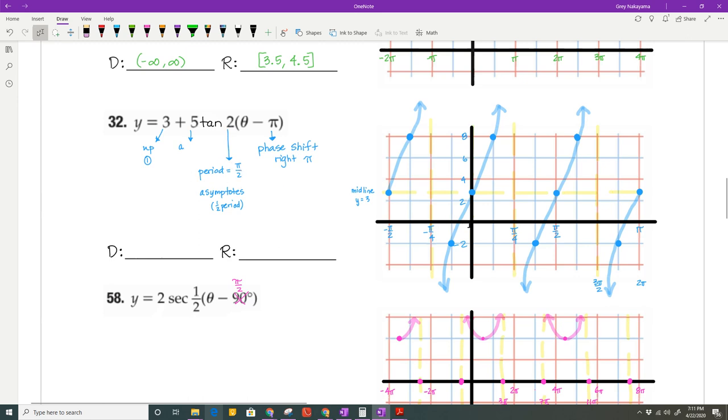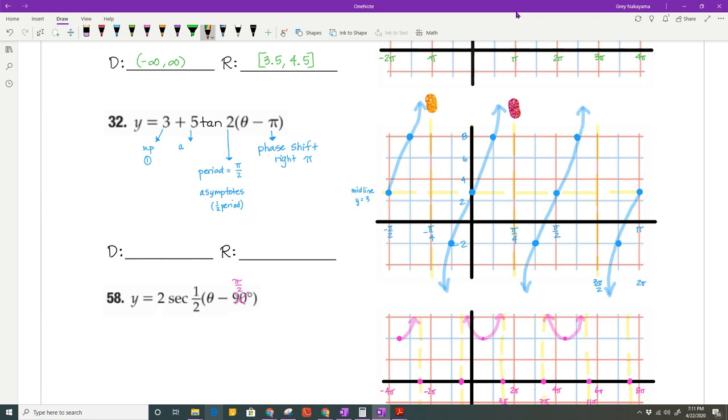I'm still going to go 1, 2, 3, 4, label it my period, and halfway is pi over 4. That is where my first asymptote is, okay? So you would technically put your asymptote here, y'all. So my first asymptote is here, and my period is 4. So I know that that's where my original asymptotes are. That's without a phase shift, okay?